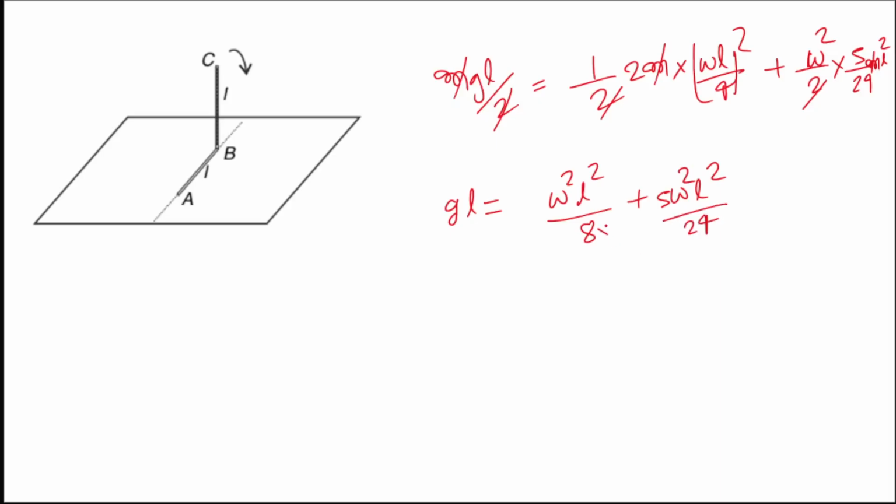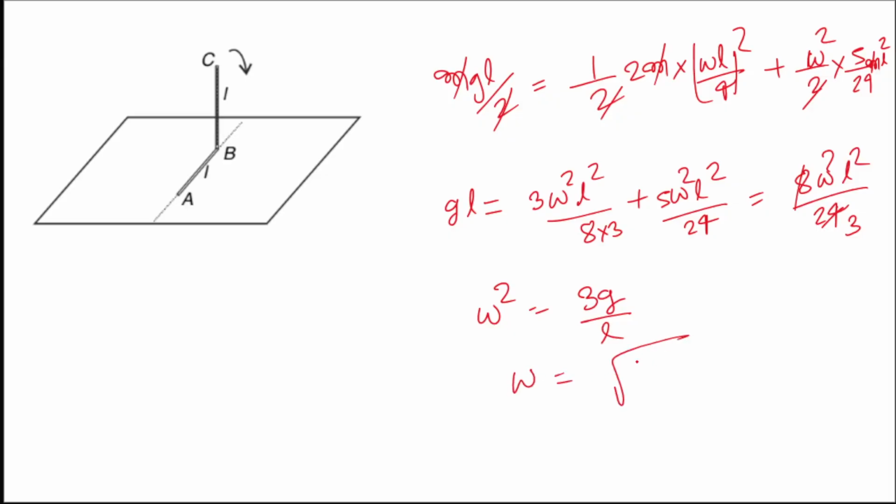So this will again make it 3 and here 3. So this will become how much? This is your 8 omega square L square by 24 and this is your 3. So gL. अब यहाँ पे आप क्या लिखोगे, omega square is equal to 3g by L. So omega is equal to how much, root under 3g by L. This is omega, right?